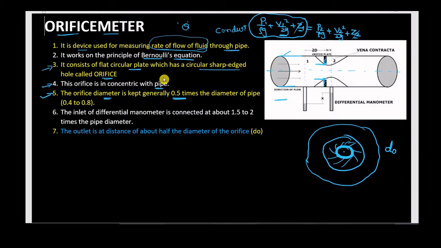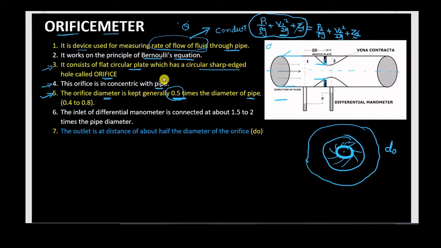This is an important point you need to remember for GATE exams. Understood? Such questions they may ask you in MCQ or in GATE exams. So the diameter of the orifice hole, orifice plate, or orifice meter is half, or 0.5 times, or 50% of the diameter of the pipe. Okay, but in some cases it's not exactly 0.5 times. In some laboratories, in our college, we have an orifice meter which is used for measuring the rate of flow, that is discharge. The diameter of the orifice is 0.6 times the diameter of the pipe.